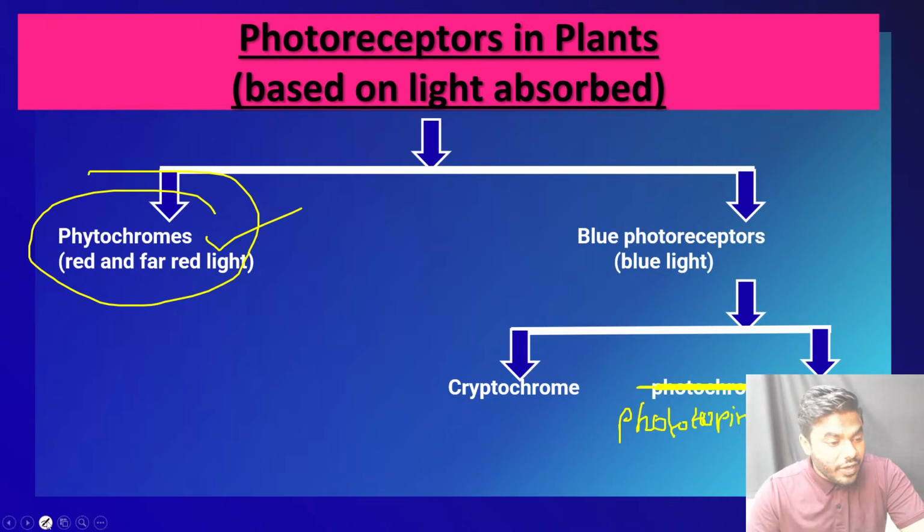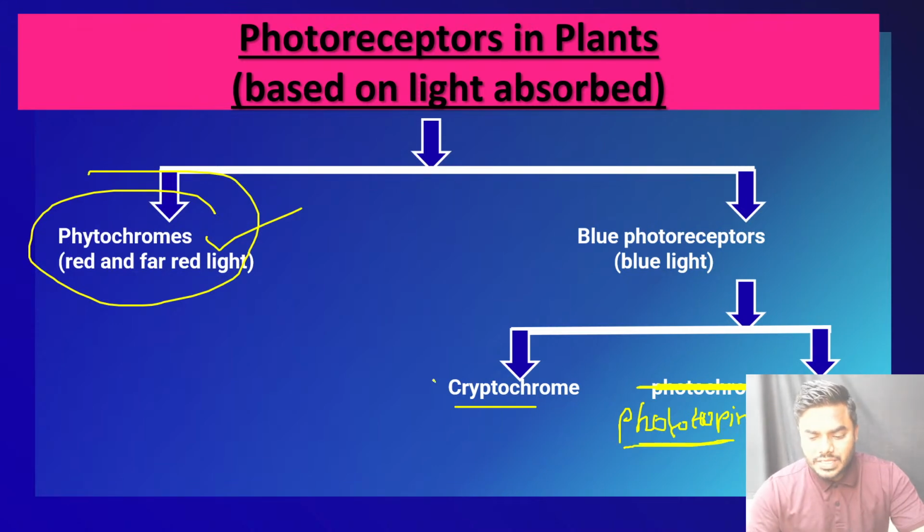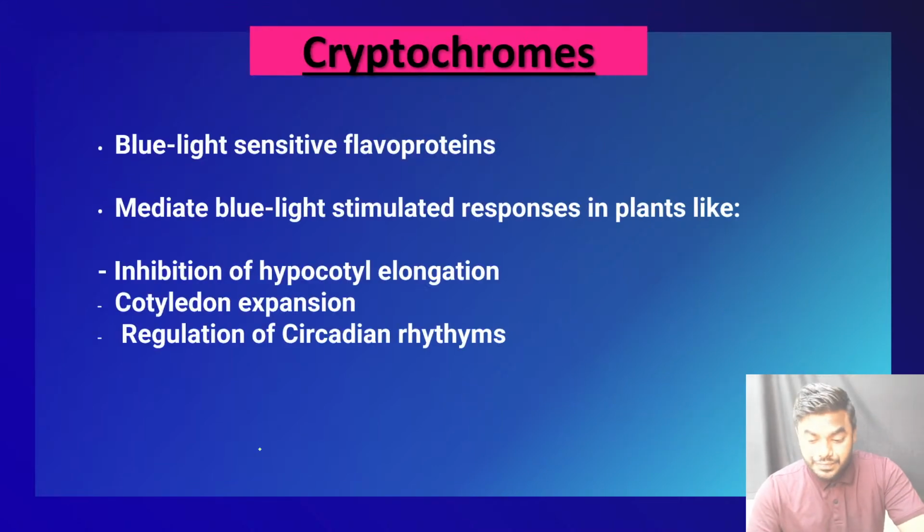I hope it's clear for everyone. Okay, now we have read about the phytochrome. Now we are going to read about the two others, what we can call the cryptochrome, followed by the phototropins. These two we have to read now.